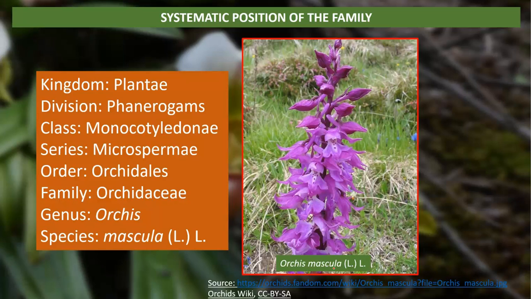Now the systematic position of the family. The Orchidaceae family belongs to plant kingdom, division phanerogames, class monocotyledons, series Microspermi, order Orchidales, family Orchidaceae, genus Orchis, species muscula. The type genus is Orchis, and the type species of this genus is Orchis muscula.